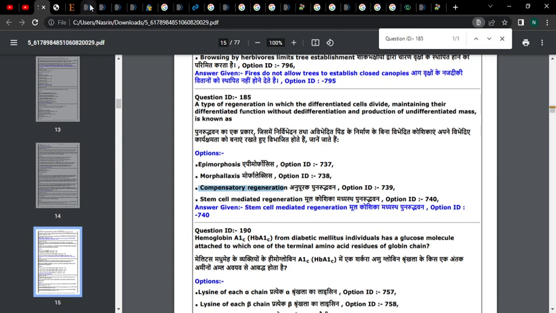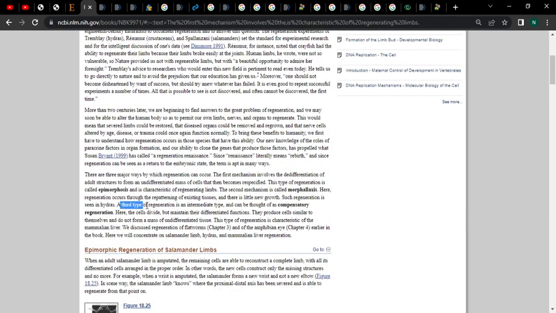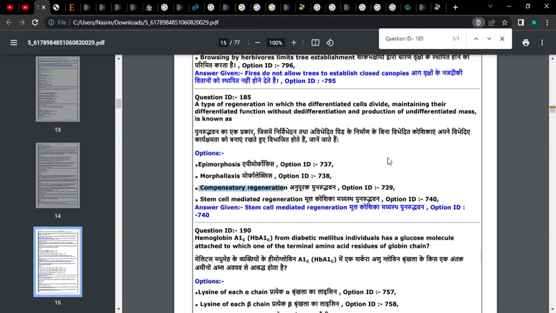Let me tell you about this particular article, which is taken from the Gilbert book Developmental Biology only. Here it mentions that the third type of regeneration is an intermediate type and can be thought of as CR, that is compensatory regeneration. The cells will be dividing, but at the same time they will be maintaining a differentiated function. They will be producing cells similar to themselves, but they do not form a mass of undifferentiated tissue. But what is given in the question? They will be producing an undifferentiated mass. So this particular question is wrong or confusing.